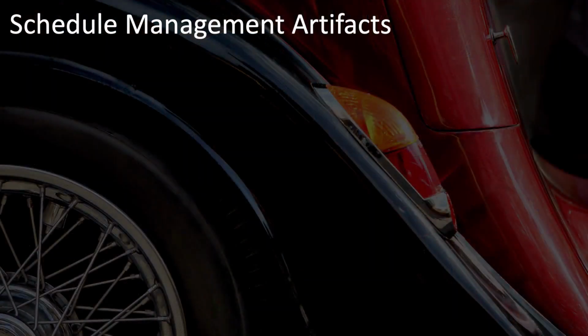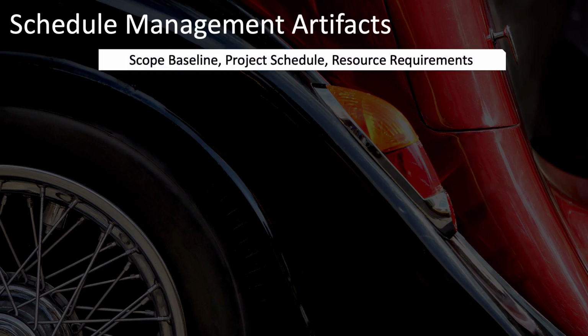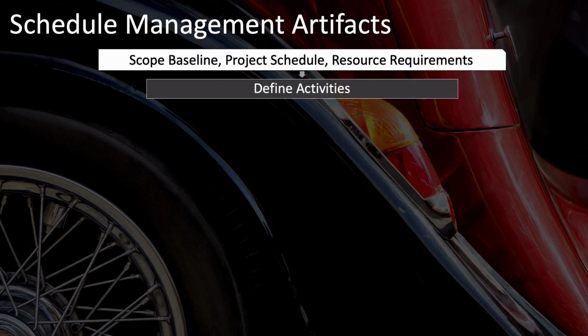Now we look at how these artifacts feed into the different processes and build upon each other. The first process in schedule management planning is to define the activities. You already have a work breakdown structure, which defines all of the work packages, and now it's time to define the activities that are needed for that.